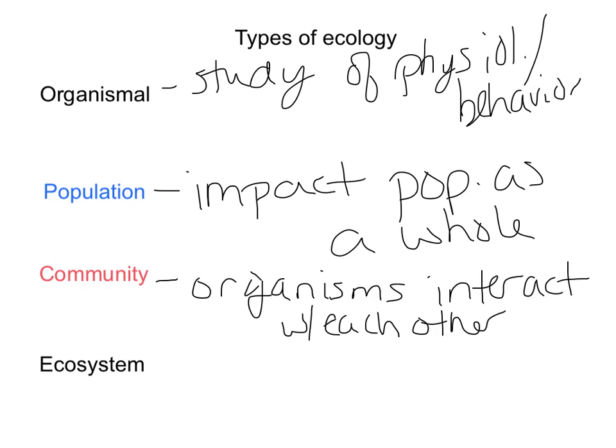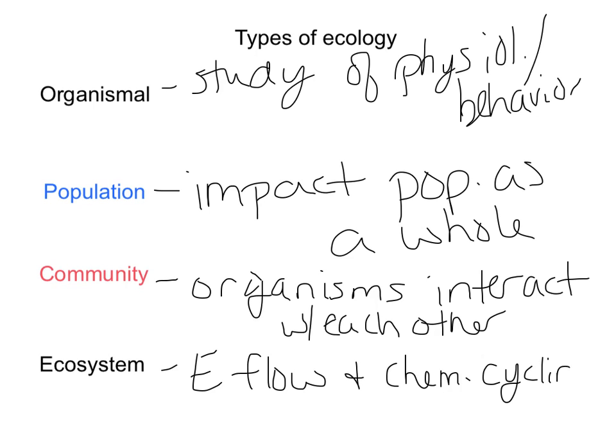And then lastly, ecosystem ecology. This is going to look at the ecosystem as a whole. So here you're looking at energy flow as well as chemical cycling. For instance, following carbon or nitrogen through the abiotic and the biotic reservoirs.